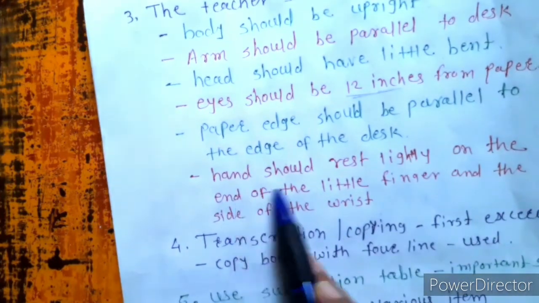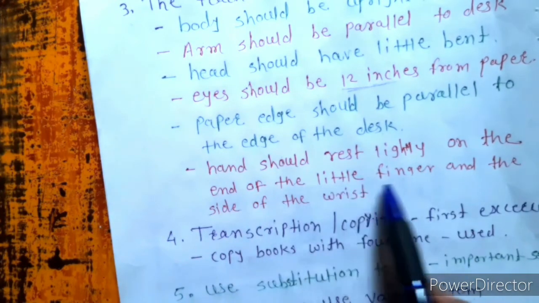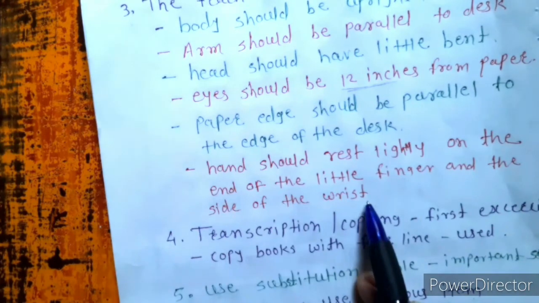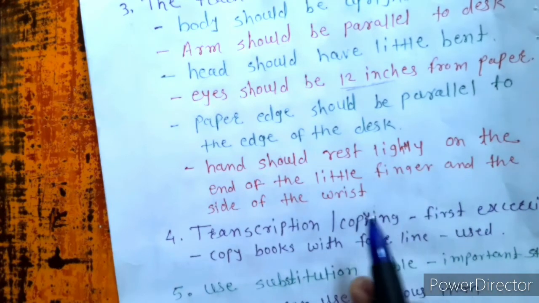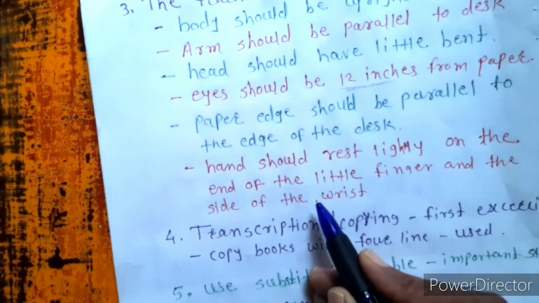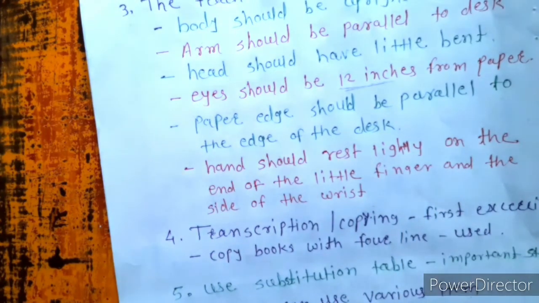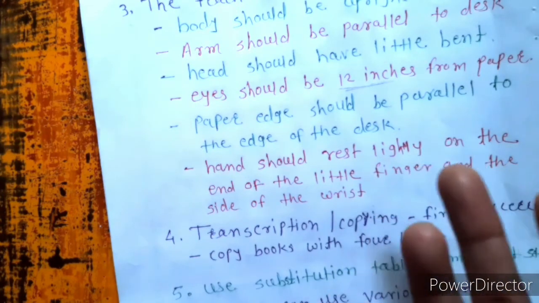Then hand should rest lightly on the end of the little finger and side of the wrist. Hand should rest lightly means the position of the hand should rest lightly on the end of the little finger. Here are our fingers and this is the little finger.